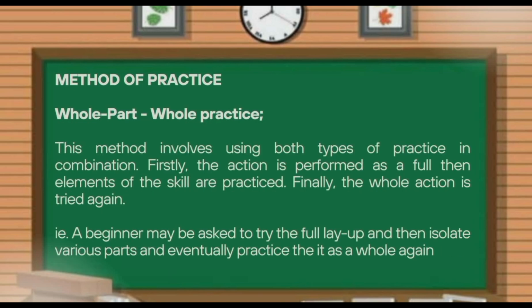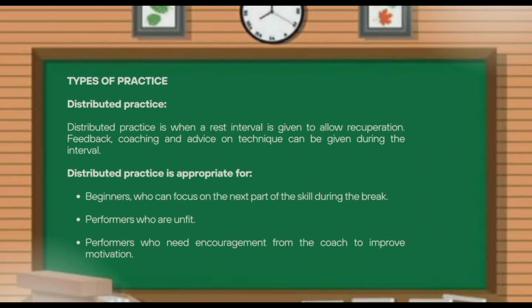Whole part whole practice. This method involves using both types of practice in combination. Firstly, the action is performed as a full, then elements of the skill are practiced. Finally, the whole action is tried again. Example, a beginner may be asked to try the full layup and then isolate various parts and eventually practice it as a whole again.